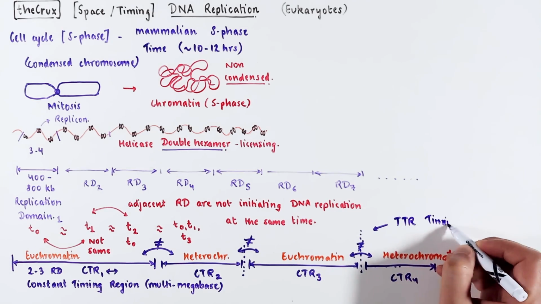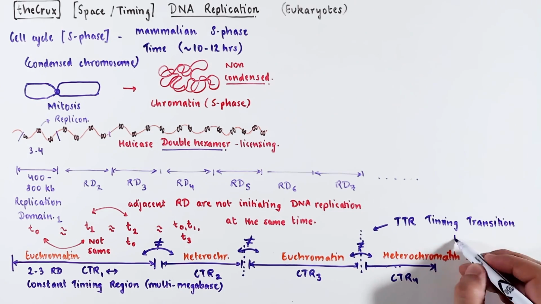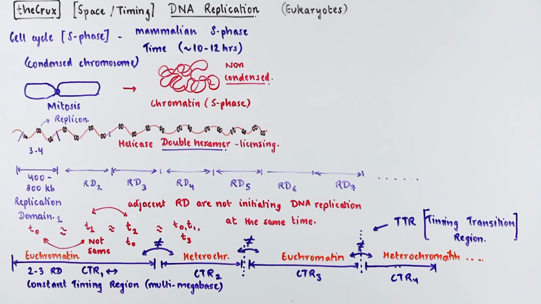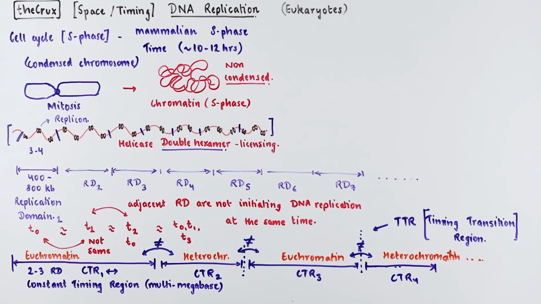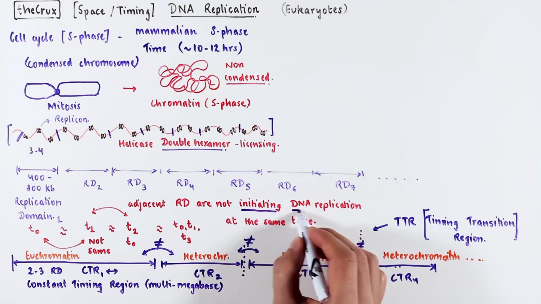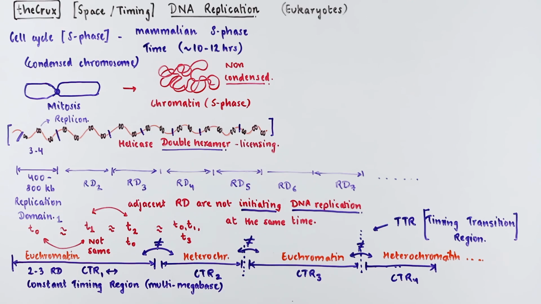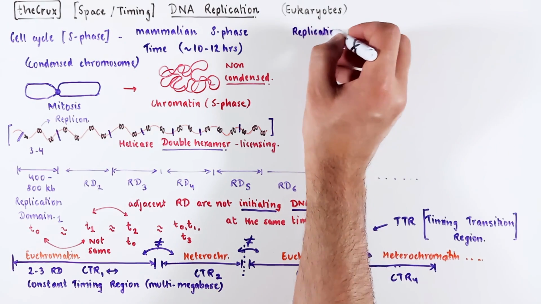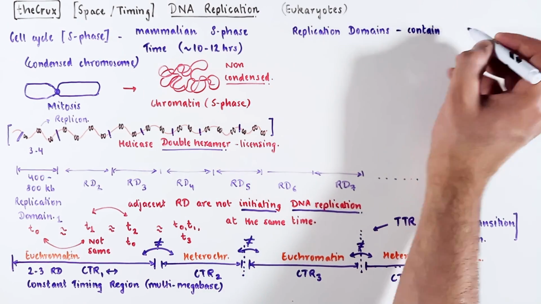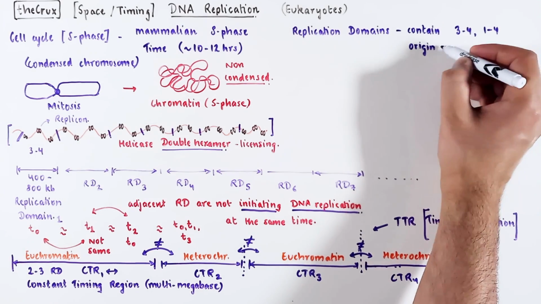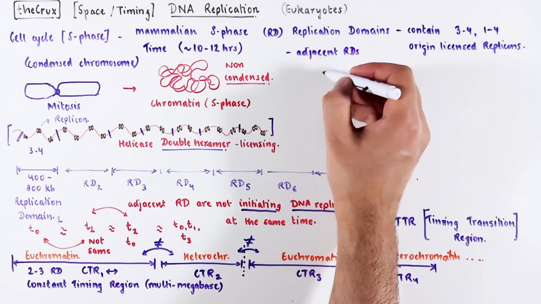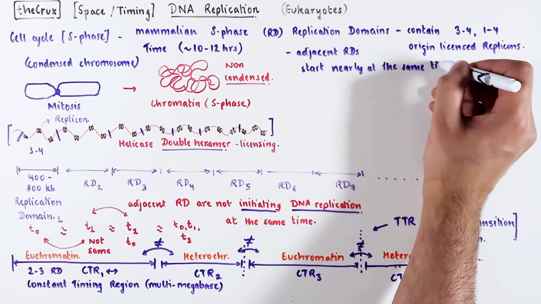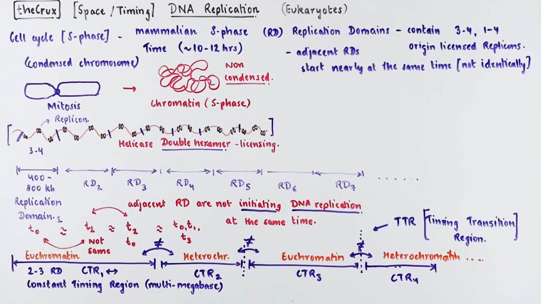In a moment, I will add details to all this jargon. But the main point to realize now is that the entire chromatin or chromosome is split into short regions of domains that start DNA replication at different times. Let's quickly add more details to all of this. The replication domains contain 3 to 4, sometimes 1 to 4, origin licensed replicons. And adjacent domains start nearly at the same time, but not at the identical times.